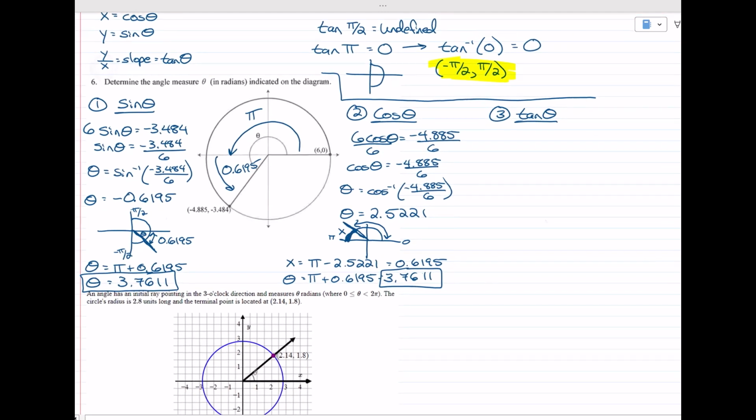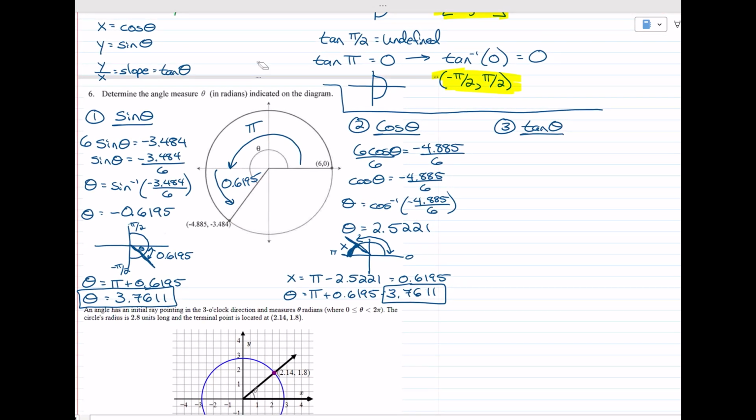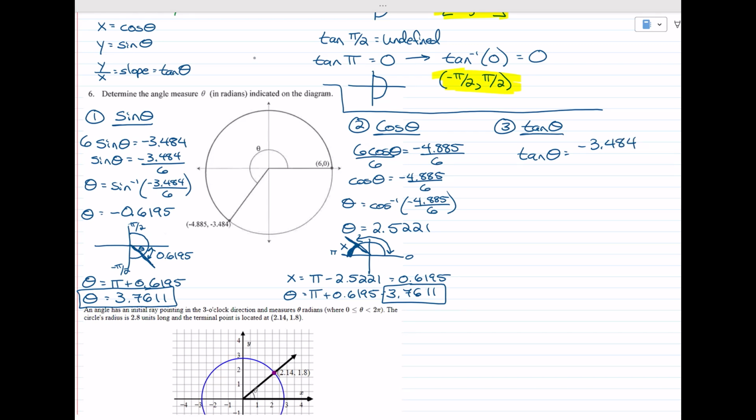And then lastly, we have to talk about tangent. With tangent, we don't have to multiply by the radius because that's already worked into when you're taking the slope of the y value divided by the x. What I mean here is that we know that the tangent of theta is equal to the y value divided by the x value.